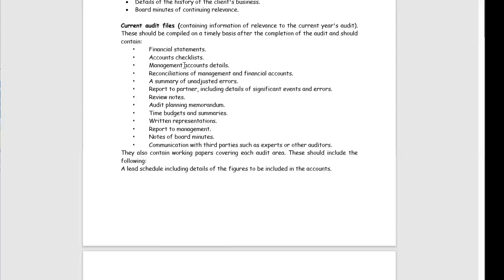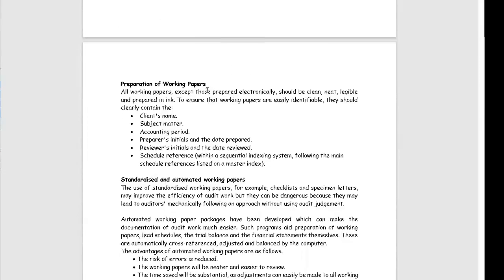Internal control questionnaire. I don't know whether it has been mentioned somewhere here. Internal control questionnaire is also one of the documents stored under the current audit file. So then we go to the preparation of the working papers.